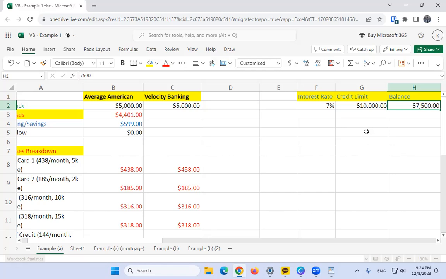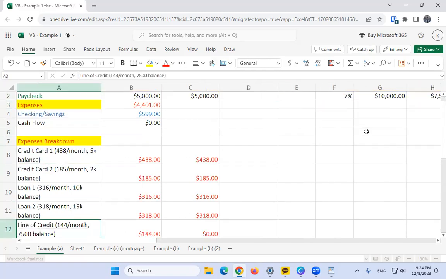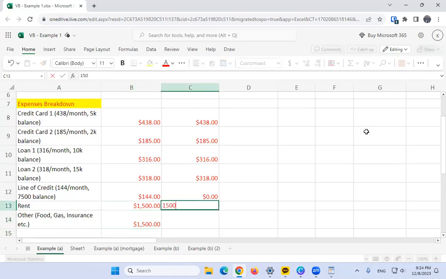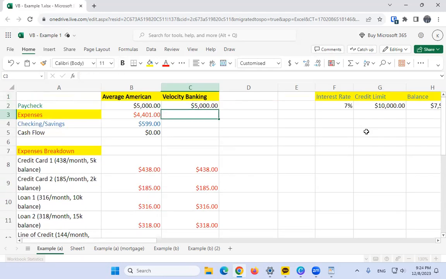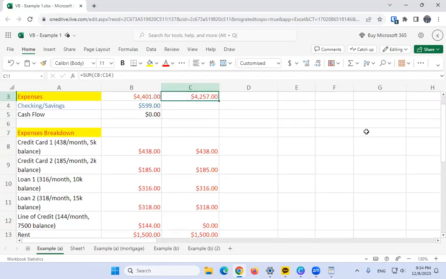Okay, so now this is 0, our rent and our other expenses are pretty much the same. Now let's go ahead and sum that up, okay? So we kind of freed up a little bit of cash flow here, so about 144 a month.